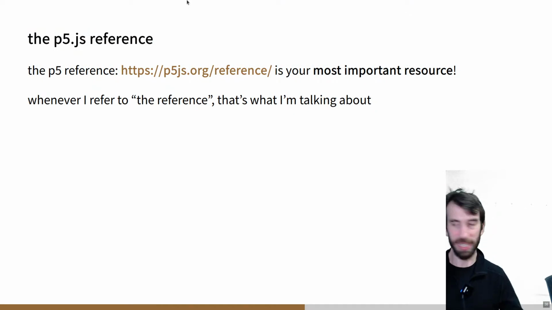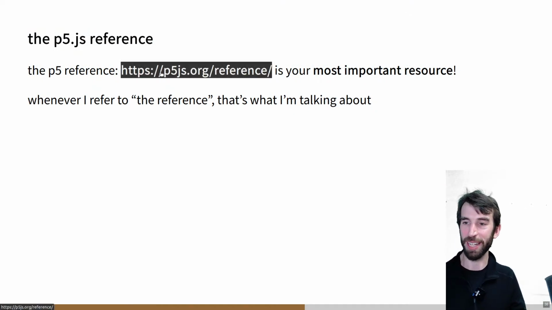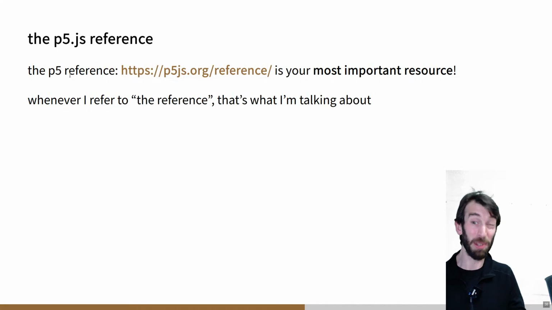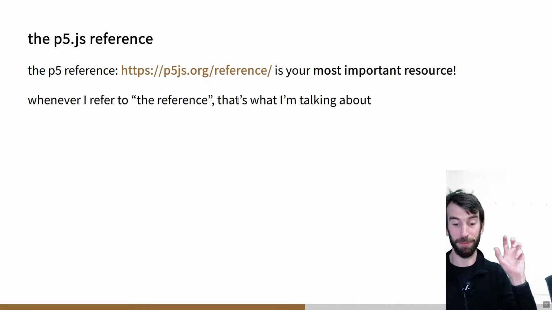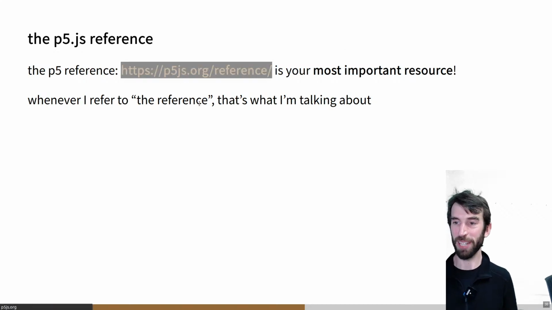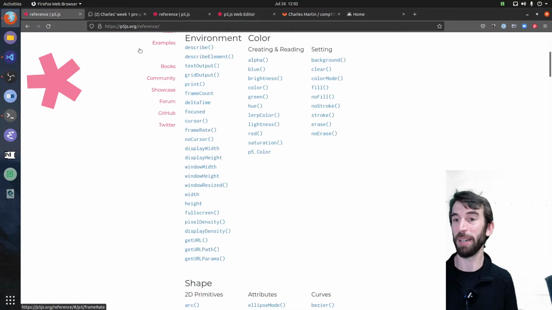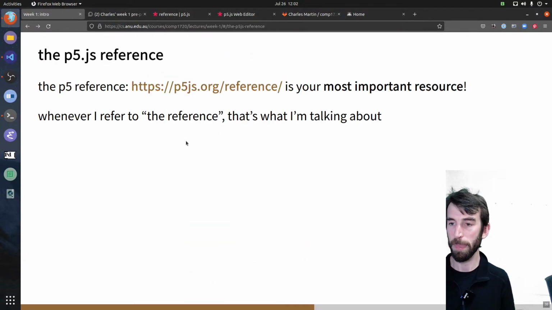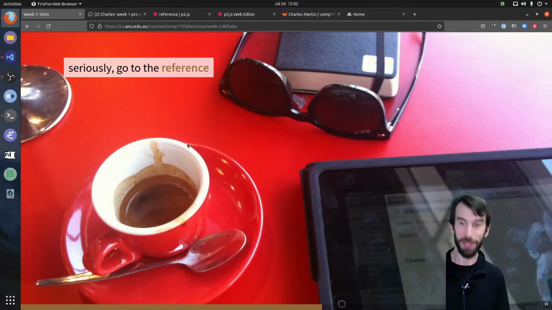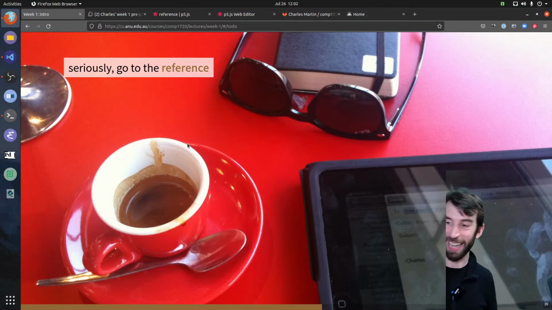One thing which is really important and useful is the P5JS reference. This is one of your most important resources during this course. I'll talk about it as just the reference. I mean this website, p5js.org reference, which is a list of all the things you can do in P5JS. Seriously, go to the reference and have a look at it. That's your admin task.